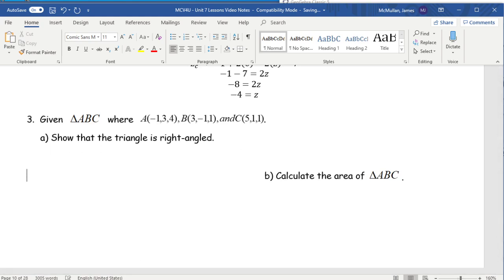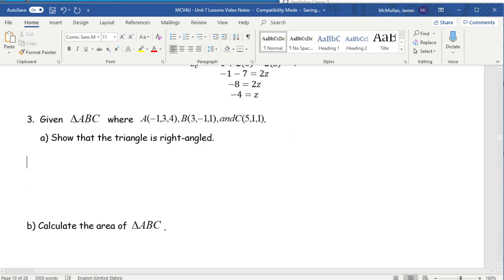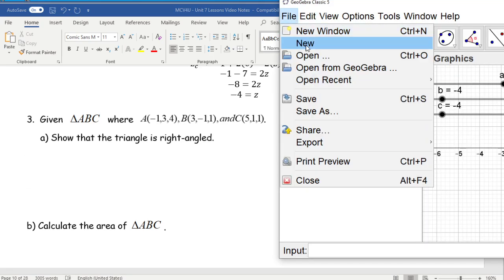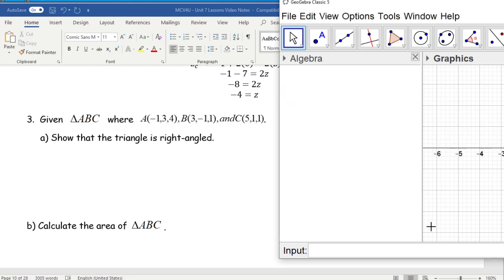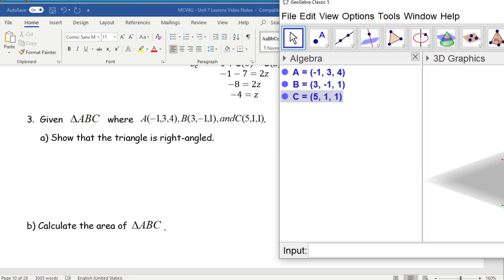All right, so let's start with a picture, and we'll see what we can do. So again, my advice when you're looking at one of these questions, go ahead and graph it. So type A equals -1, 3, 4. B equals 3, -1, 1. C equals 5, 1, 1. Okay, now take a look at it.